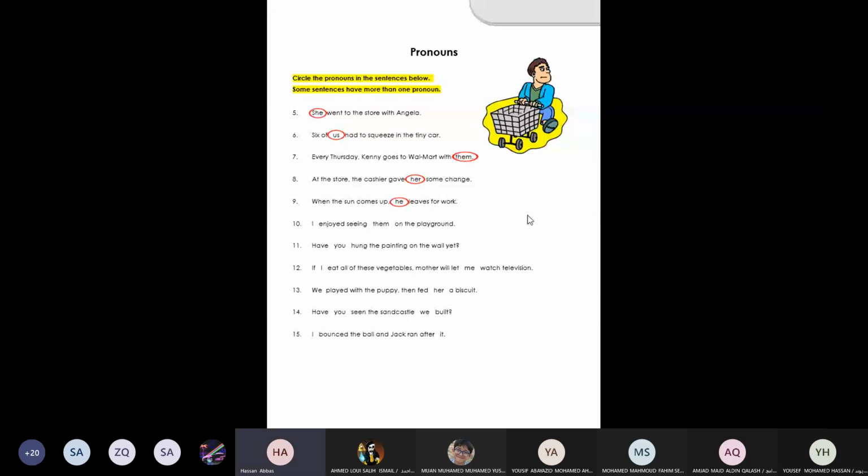Mu'tasim Ukasha. Sentence 11. Yes, mister. Have you hung the painting on the wall yet? It's you. Okay, you. Subject here or object pronoun? Subject. Okay, excellent. For this subject, singular or plural? You. Yes.